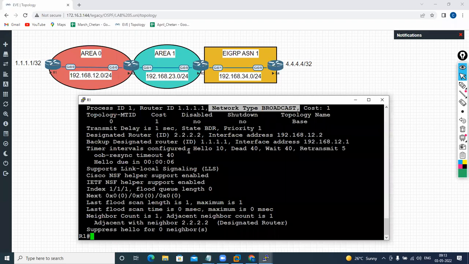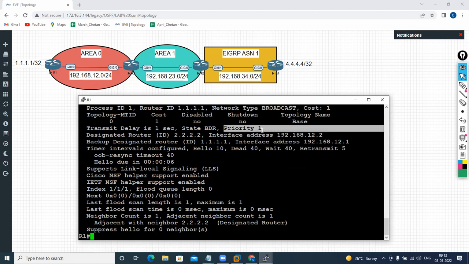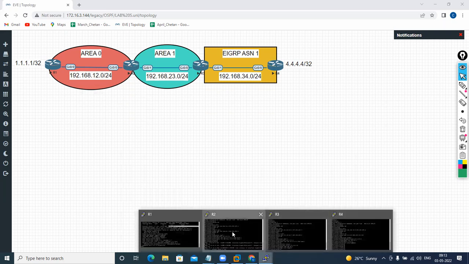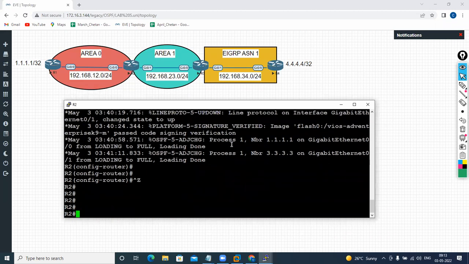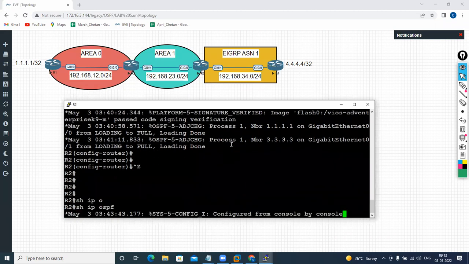Clear? What is the hello and hold for broadcast? It is 10 and 40. Can you see here? Per network segment, it will elect a DR. Who is the DR for this network segment? It is 2.2.2.2. What is the default priority? Priority is 1. I hope everything is fine. Now if you go to R2, you will see one DR and one BDR. Show IP OSPF interface name.